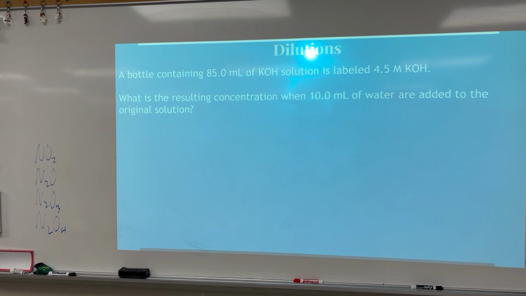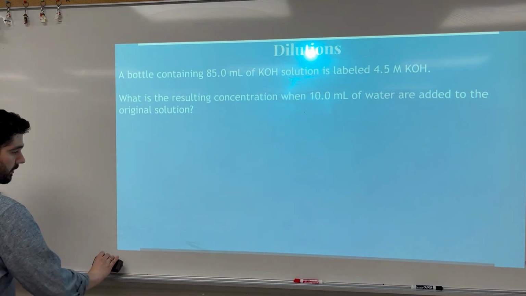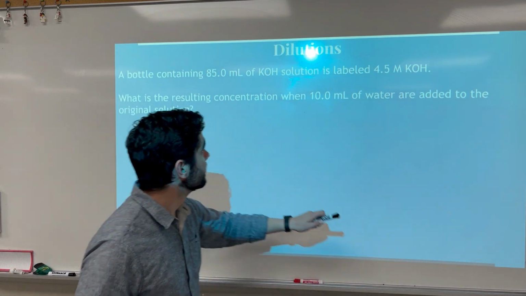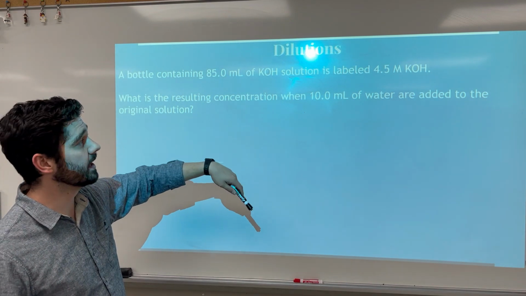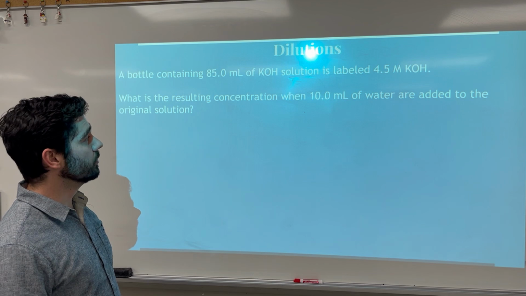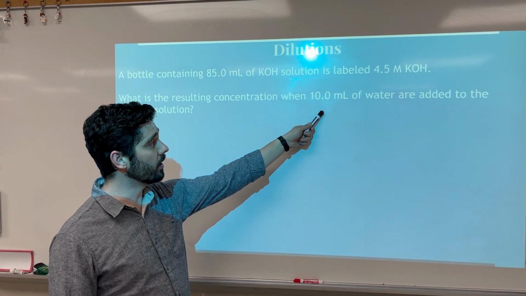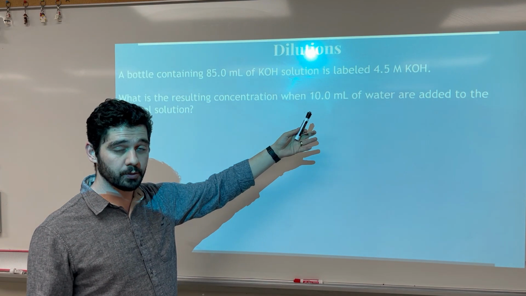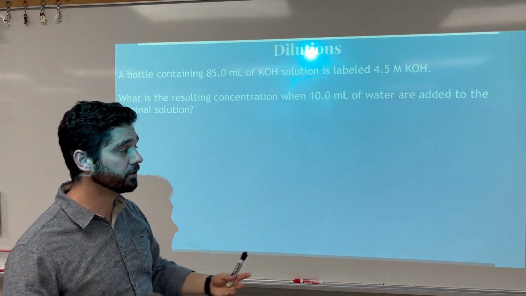Okay, so this is just a very simple starting example where, let's say I have a solution, it is 85 milliliters of potassium hydroxide, and it has that concentration over there. And if I water it down, if I add 10 milliliters of water, it intuitively makes sense that I would get a lower concentration, right? I'm watering it down, I'm diluting it.